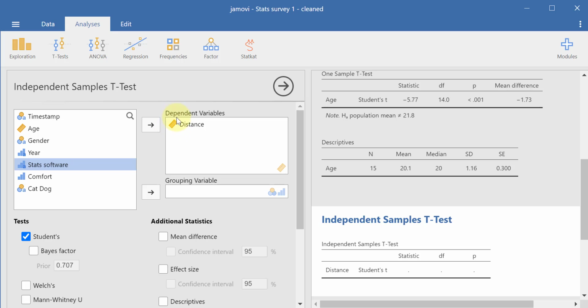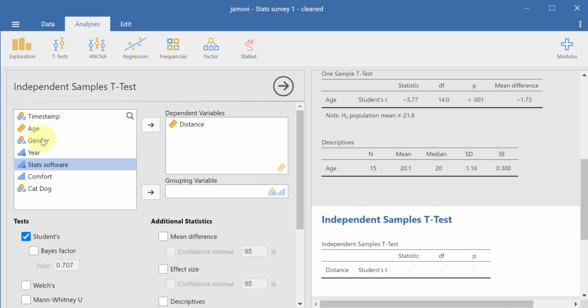One of the things that you'll notice here also when you talk about the independent samples t-test is that you have the little ruler that shows that this is a continuous variable, and it matches what you need in the dependent variables box. So if you're forgetting exactly what a dependent variable is, it's the one that's continuous.